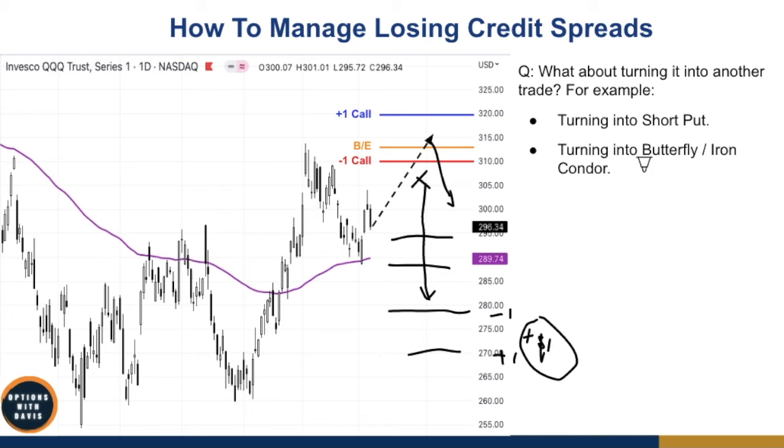So this is my take on turning into a butterfly and iron condor. I don't really do this, but I know some people do, and whether you want to do it or not really comes down to your own discretion. But I do think that it is much better if you just left it as the original trade and then just either roll it by itself if you can get a credit, or just cut loss and then just wait for another opportunity again, right?